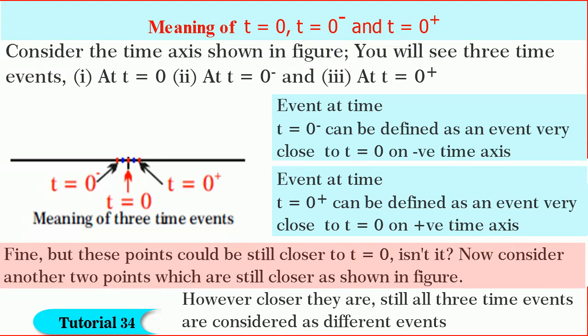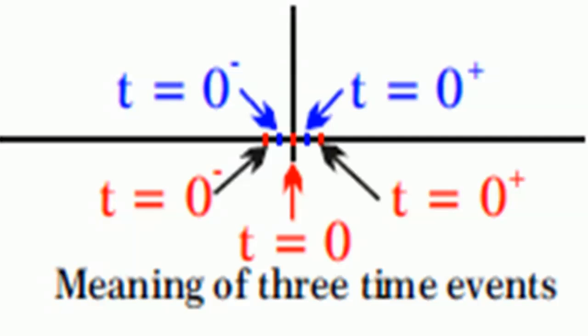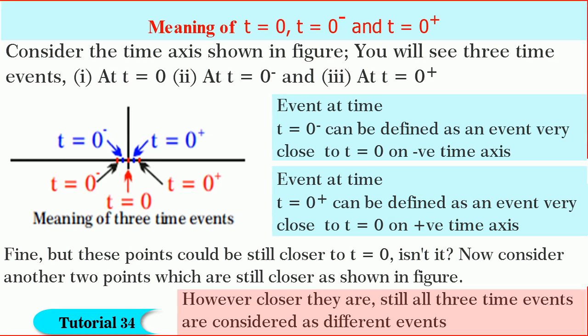Fine, friends. But these points could still be closer to time t equal to 0, isn't it? So, now consider another 2 points which are still closer than the earlier points as shown in figure. But friends, however closer these points are, still all three events are considered as different time events. This point you have to remember.